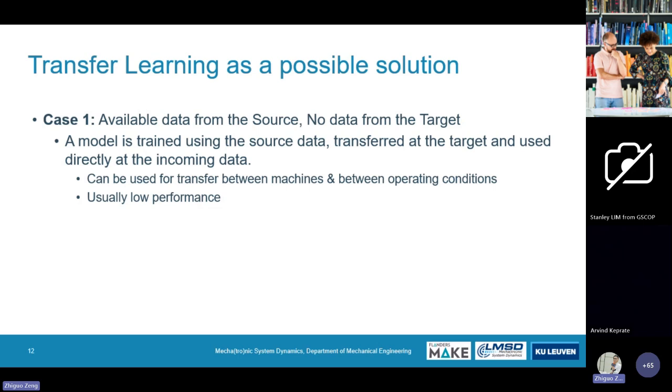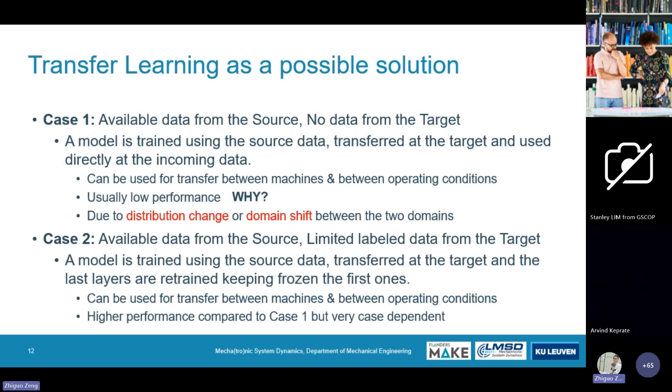One case is if we have available data from the source, but no data from the target. And in this case, we could immediately, let's say, train a model on the source data, and then transfer it as it is, and update and use it on the incoming data. This usually has low performance because the two systems will be a bit different. So it is a starting point, but it will not perform very well. Practically there will be a distribution change or a domain shift between the two domains. And for this reason, the old model will not be able to be used correctly in the new system.